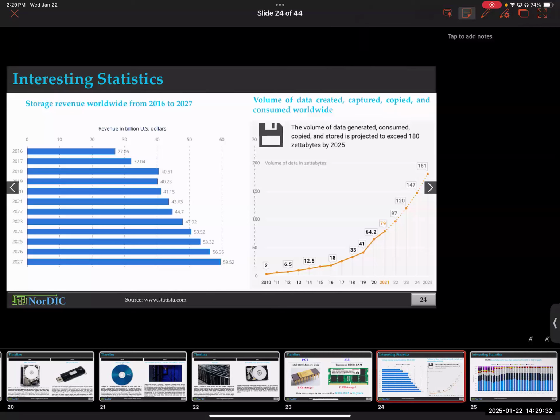Okay, now take a look at, that sounds like a lot. That sounds very good. Should be very optimistic. But take a look at the data growth over the same time period. Okay, let's do that. Storage revenue, let's get back to it later, but let's first look at the volume of data created, captured, copied, and consumed worldwide. And this is 2010, it's 2025.